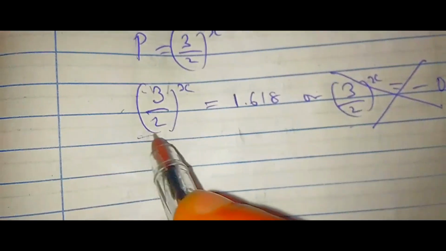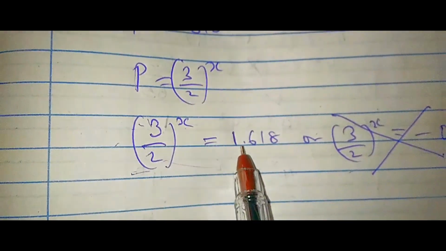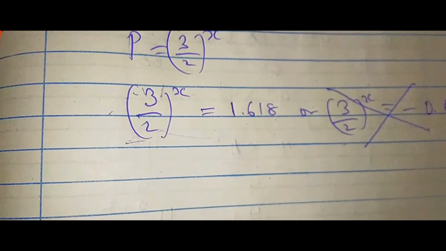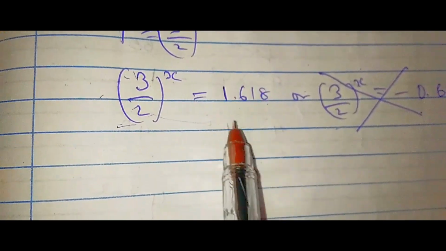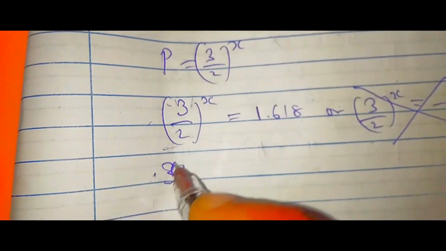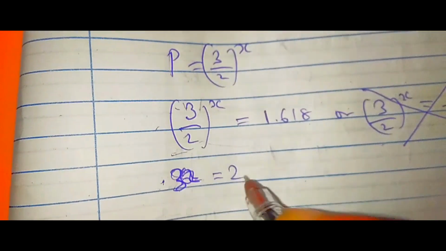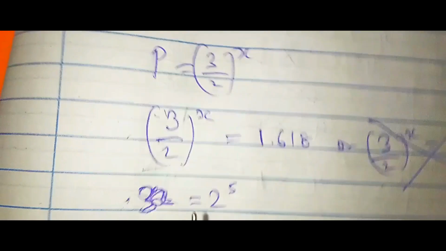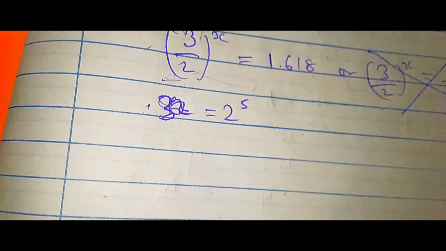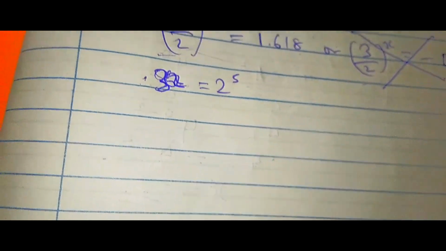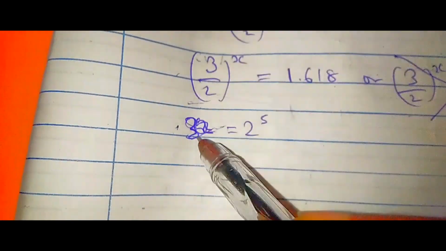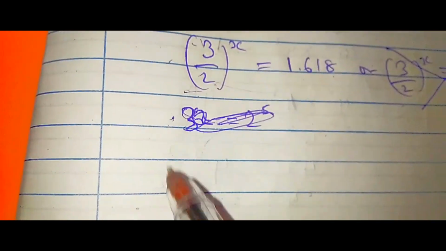So now we come to focus on this side, 1.618. It is also difficult for us to write this ratio, just like you know that 32 is equals to 2 raised to power 5. So it is also impossible for us to look at this number here and determine what 3 over 2 will be raised to give us this. So what we just do is that we apply logarithm to both sides.